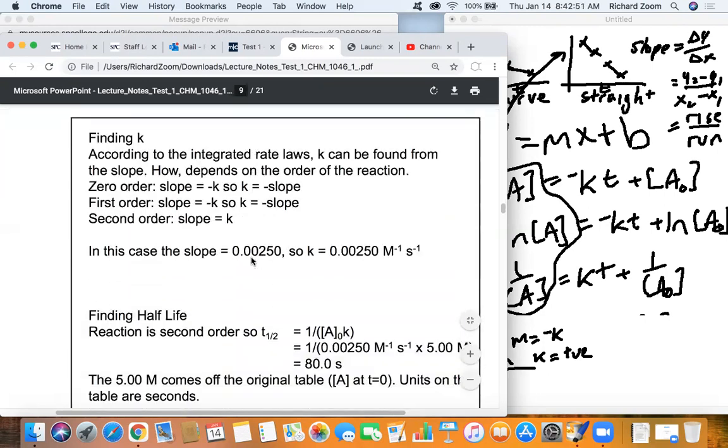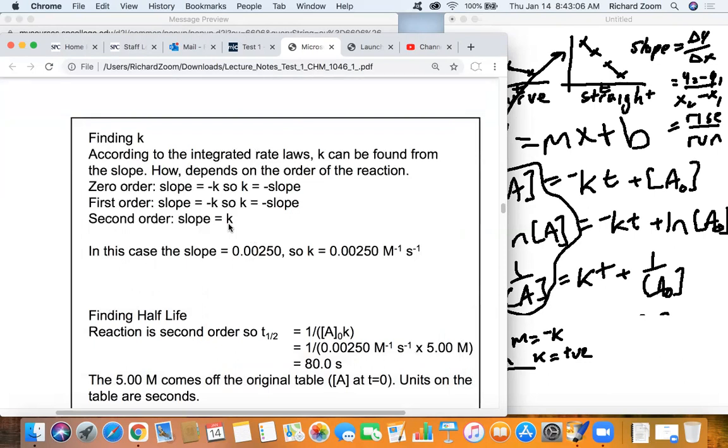So I've got it here, zero order, slope is equal to negative k, so k is equal to the negative slope, but the slope is negative, so negative of a negative is positive. Same with first order. In the second order, slope is equal to positive k anyway, so there's no need to change anything. So in this case, it's 0.00250 for the slope, but k is equal to 0.00250, and it's going to have specific units here. In this case, molar to the -1, seconds to the -1.